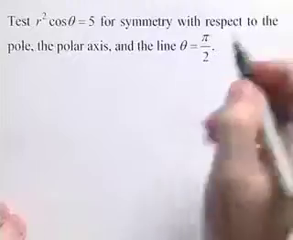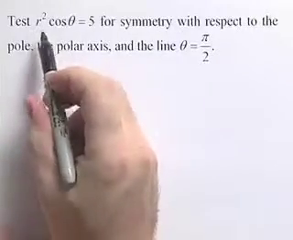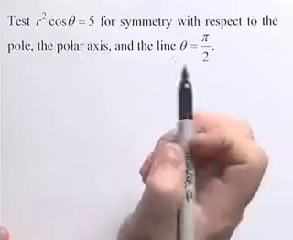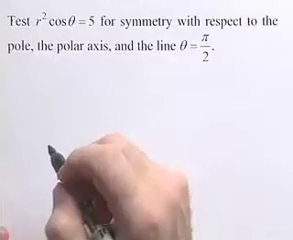For this problem, we're going to test a polar equation for symmetry with respect to the pole, the polar axis, and the line theta equals pi over 2. We're testing the equation r squared cosine theta equals 5 for the three symmetries that we mentioned.